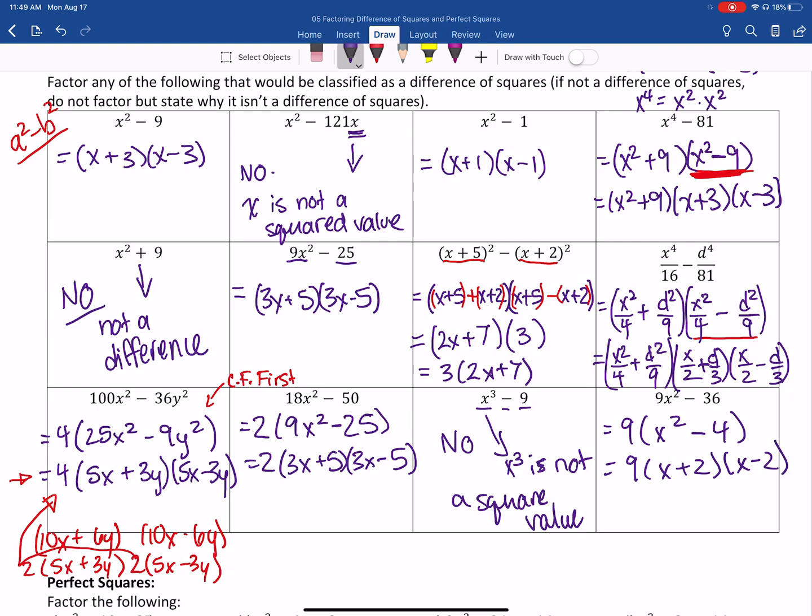Okay, so that is difference of squares. How to factor difference of squares while also checking for common factoring.